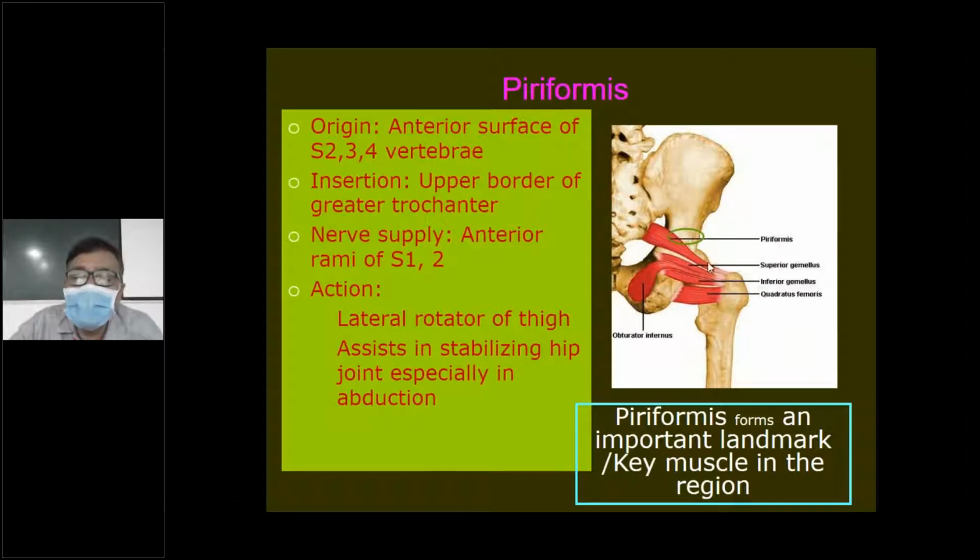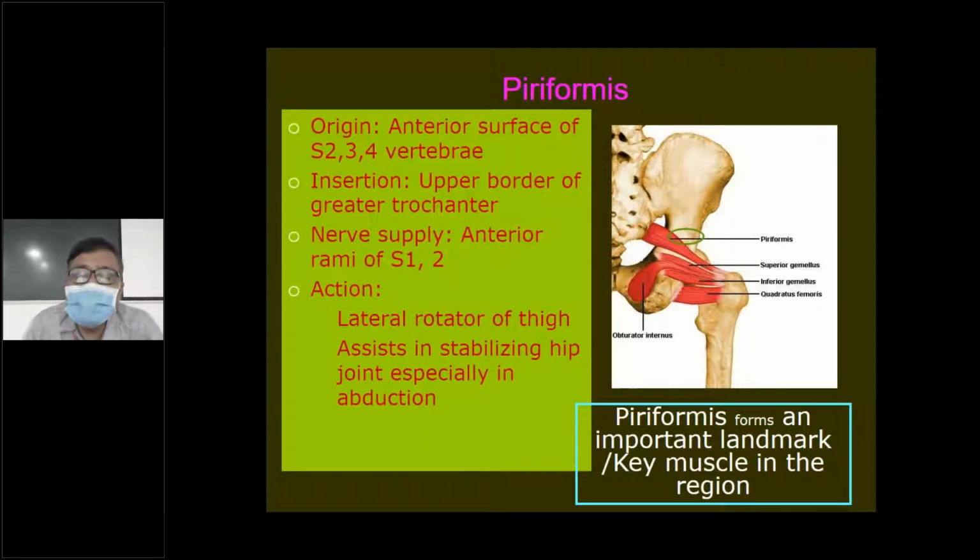So piriformis is the one that is attached right to the top of the greater trochanter. Nerve supply: it gets nerve supply directly from the ventral rami of S1 and S2. So it can be said to be branches of the sacral plexus.